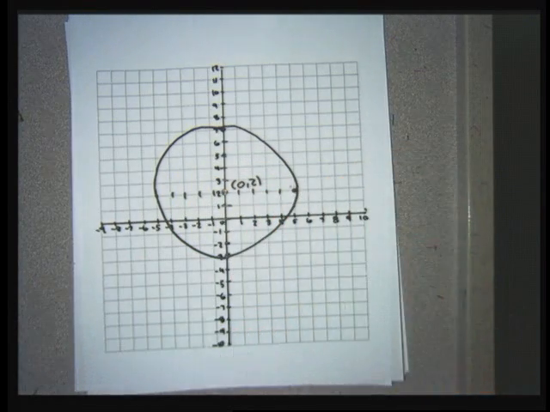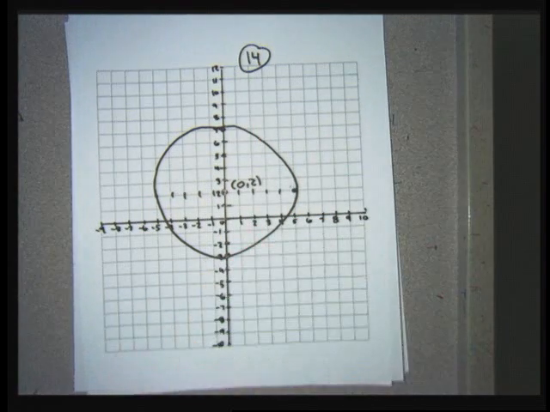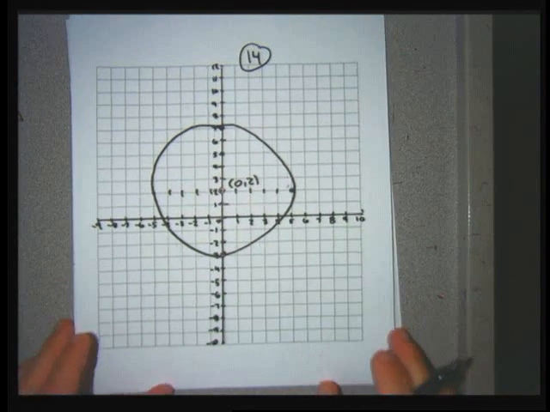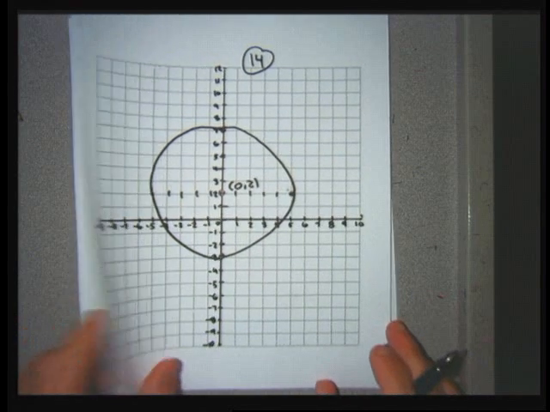And that would be a perfect graph for 14, although it doesn't really even look like a circle, but I believe that that's a circle. You could use a compass. I'm sure most of you can draw better than I can, which is a good thing.